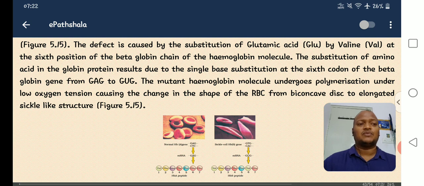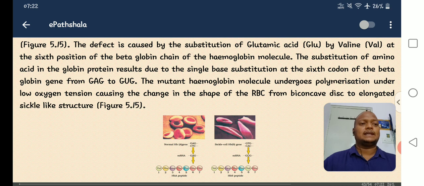Sickle cell anemia is the example for point mutation, which we discussed earlier in the mutation topic. So, first point: the defect is caused by the substitution of glutamic acid by valine. Glutamic acid is replaced by valine at which position? At the sixth position of the beta globin chain of the hemoglobin molecule.